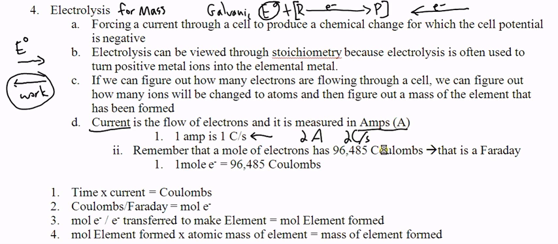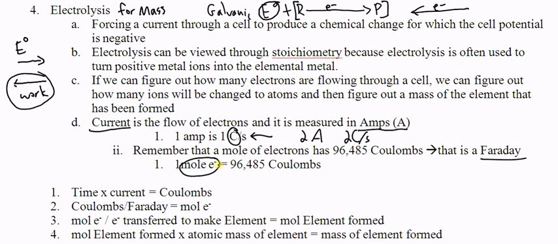The only thing that we need to understand is the relationship between coulombs, which we would be getting through current, and then moles of electrons. And that comes through the Faraday constant. Remember that a mole of electrons has 96,485 coulombs. So for every mole of electrons, 96,485 coulombs. So I imagine that you can see now that it's probably going to take a good number of seconds to transfer the 96,485 coulombs required to transfer a mole of electrons.